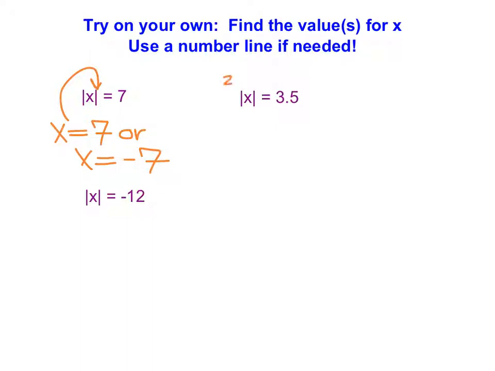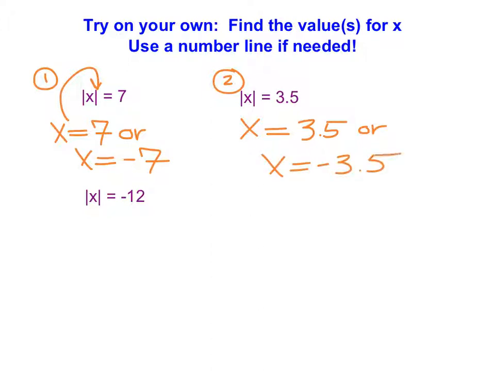The second example here, absolute value of x equals 3.5. You could have x equals 3.5 or x is equal to a -3.5. So again, catching that there are two answers that have a distance from 0 of a positive 3.5 or a positive 7. This third example here, hopefully you didn't rush too fast through it, this is saying the absolute value for x, or the distance from 0, is -12 units.